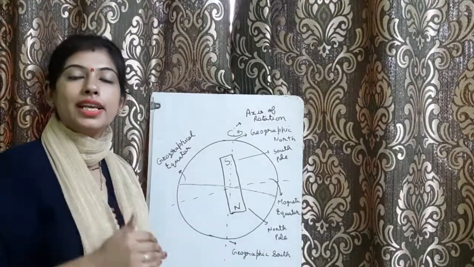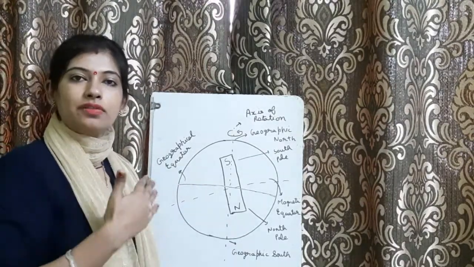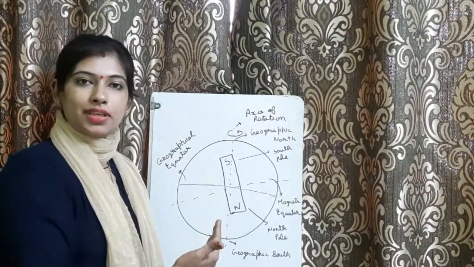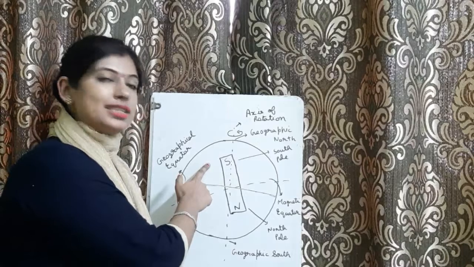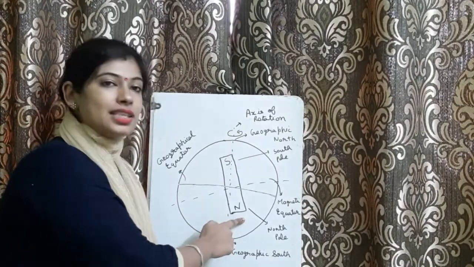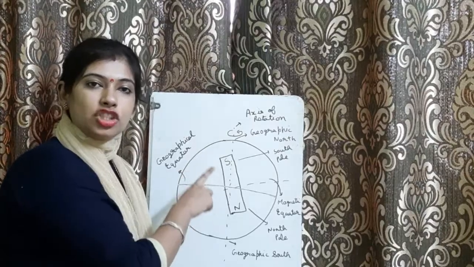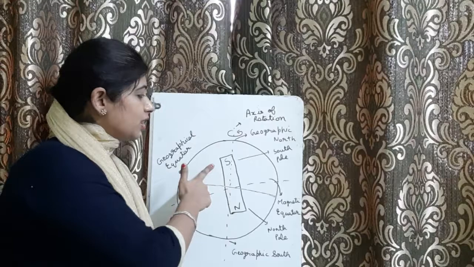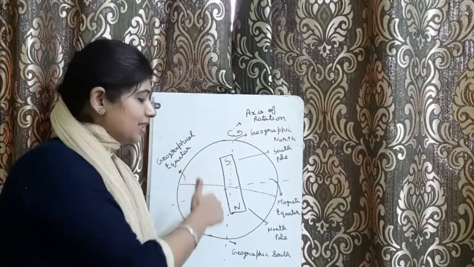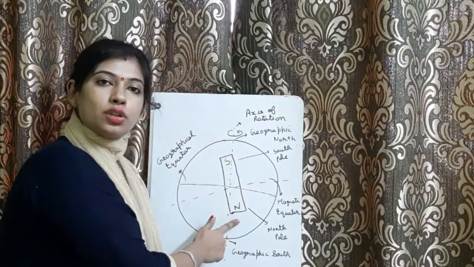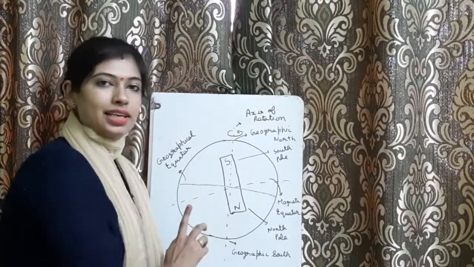What is an equator? Our equator is a line which divides Earth into two hemispheres, that is the northern hemisphere and the southern hemisphere. This is our northern hemisphere. This is our southern hemisphere. This is a rough sketch of the Earth, with a magnet placed inside the Earth. The south pole of this magnet lies in the northern hemisphere and the north pole lies in the southern hemisphere.